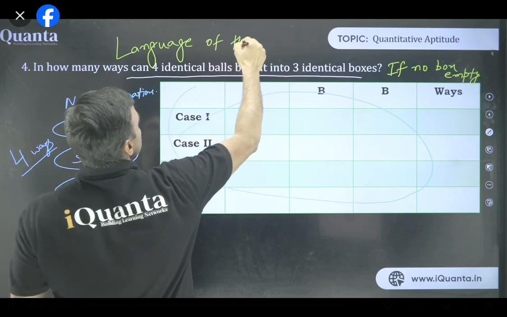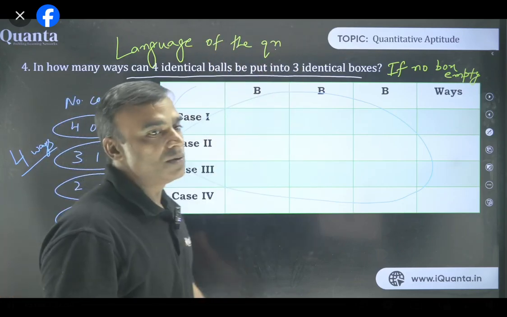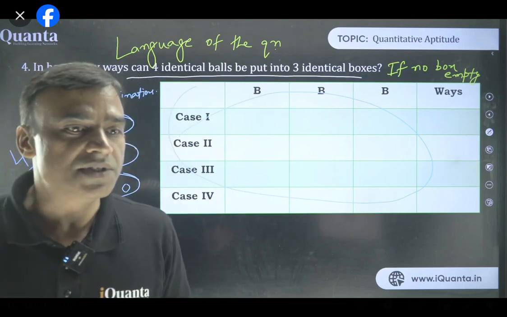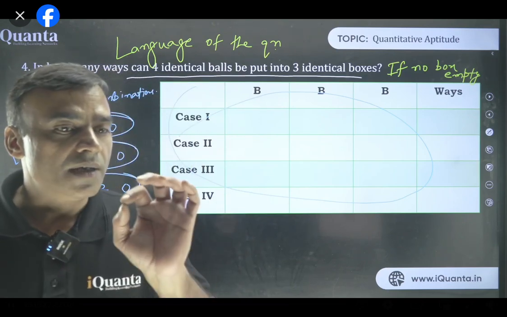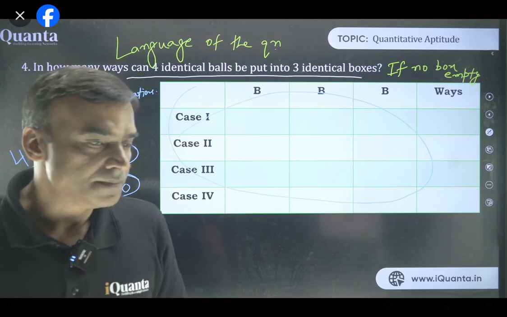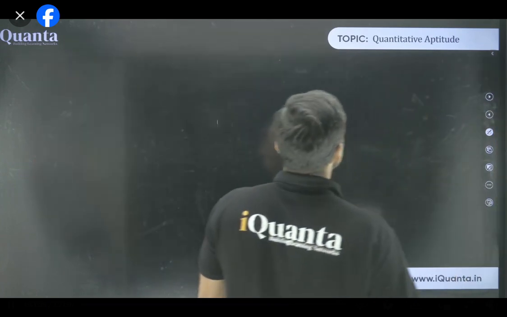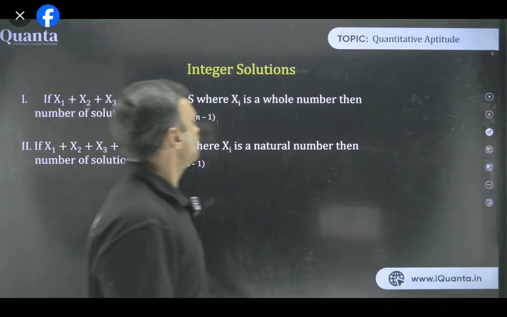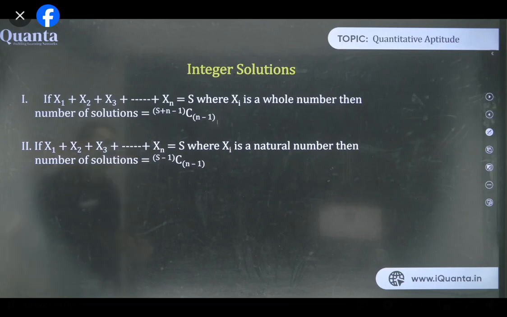Language of the question. So my humble request to everyone is that do not create a monster out of this beautiful chapter, because it is more related to your reading ability with proper concentration, more than anything else, okay? So do not create any havoc out of this chapter. Okay, so integer solution, I've already written that. Just take a look at it.